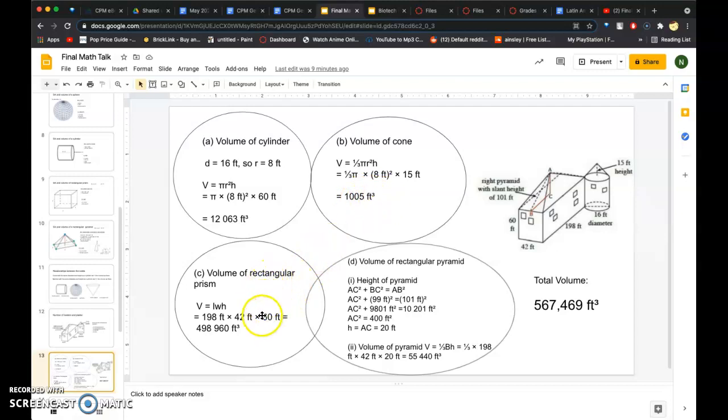Volume of rectangular prism is just length, width, and height, and we're given all those values straight off the bat. So we can just plug that in, and we get 498,960 cubic feet.